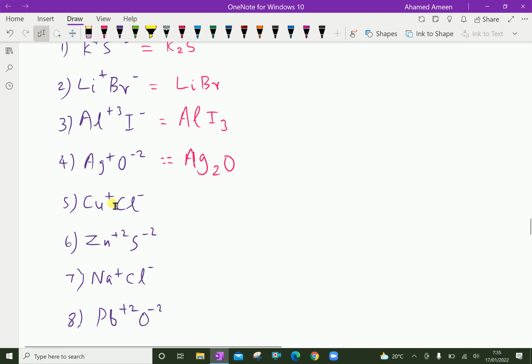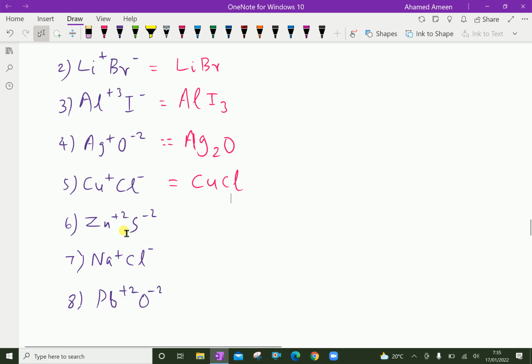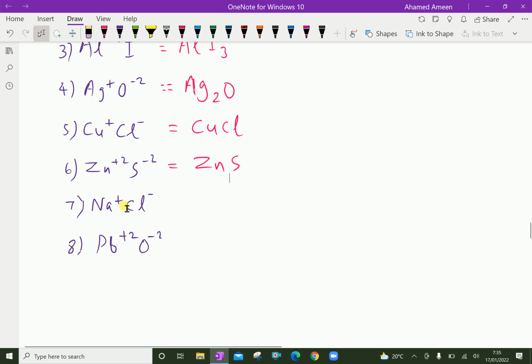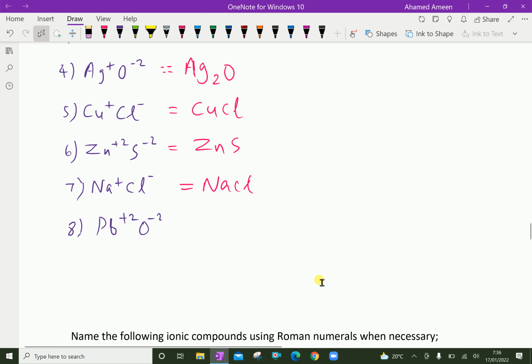Copper chloride: copper is single positive and chlorine is single negative, so it is balanced, that is CuCl, copper chloride. Zinc has positive 2 and sulfur has negative 2, so it is balanced with ZnS, zinc sulfide. Sodium is single positive and chlorine single negative, so it is sodium chloride, NaCl. Lead is 2 and O is also 2 negative, so PbO, lead oxide.